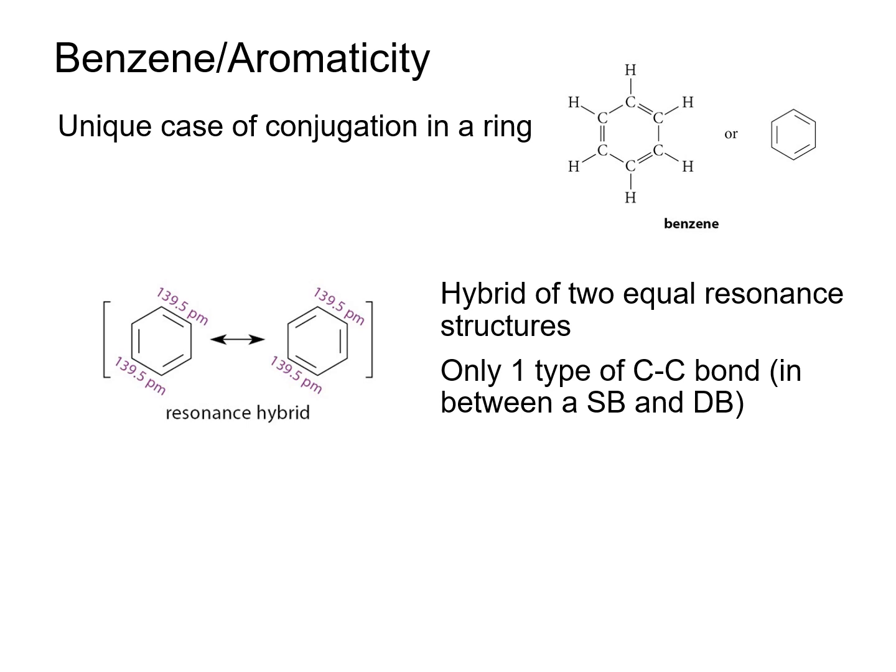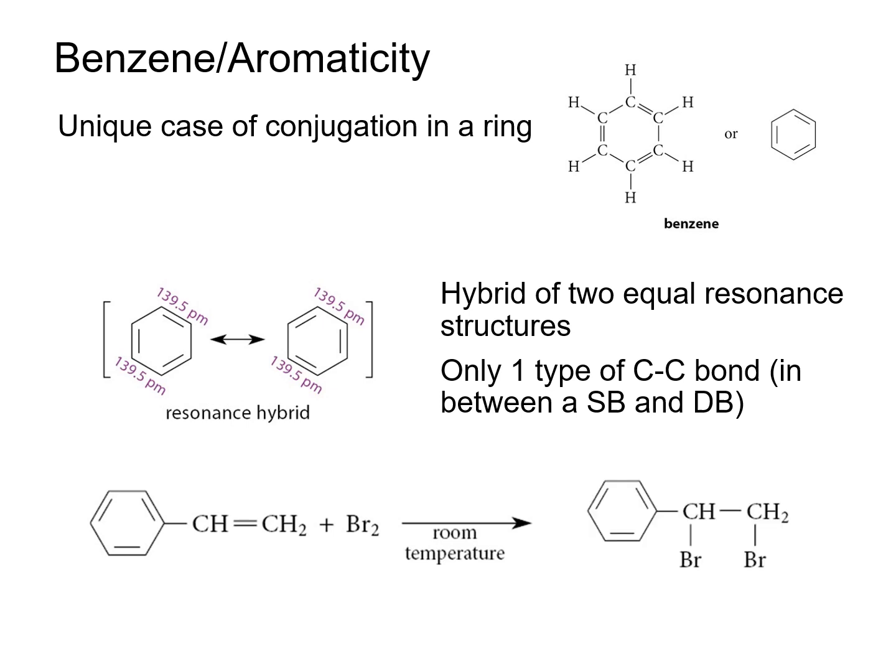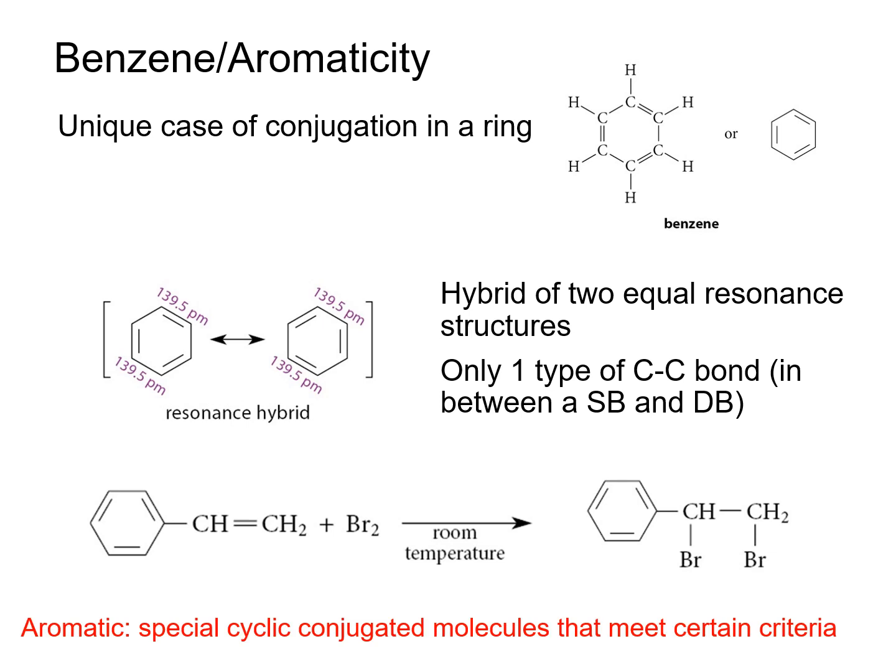These types of conjugation have unique reactivity, and it will be the bulk of what we do in chapter 16. So for example, we can see that those double bonds inside our benzene ring are part of this special unique conjugated system, while the double bond on the outside follows similar reactivity to what we saw in our earlier alkene chemistry. So the goal of this video is to talk about aromaticity, which we're going to call a special cyclic conjugated molecule that meets certain criteria. And let's talk about that a little bit more.